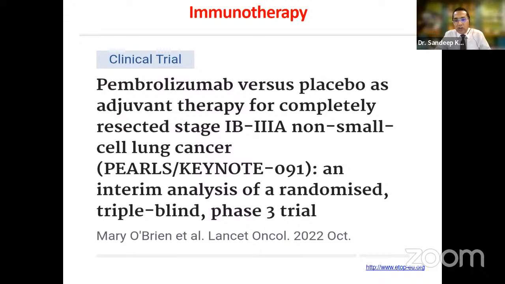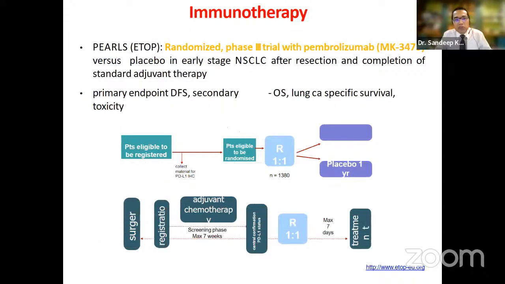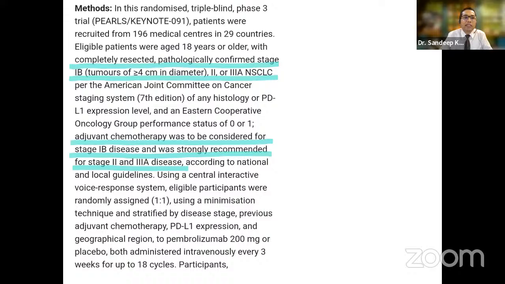So this was the KEYNOTE trial, an interim analysis of a phase 3 study published in Lancet in 2022, around 1 year back. This was the PEARLS/KEYNOTE-091 study, phase 3 data with pembrolizumab. The patients received adjuvant chemotherapy, and then they were randomized to receive pembrolizumab versus placebo. This trial was conducted in 29 countries with 196 medical centers. Again, the staging, as we all know, is 1B onwards, and adjuvant chemotherapy was considered for around 1 year.